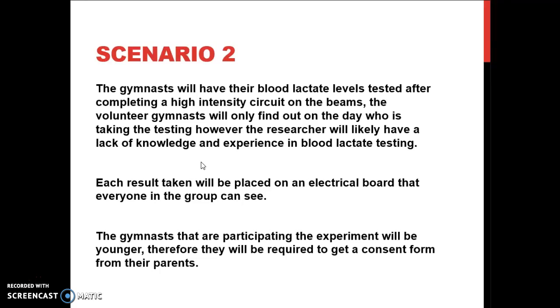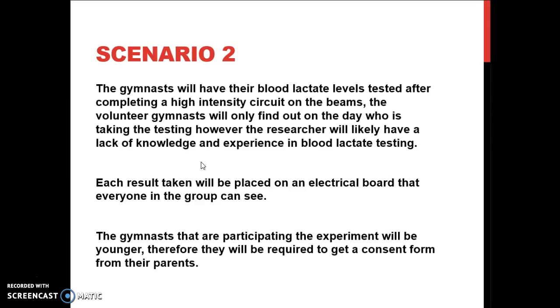So looking at scenario 2, the gymnasts will have their blood lactate levels tested after completing a high intensity circuit on the beams. The volunteer gymnasts will only find out on the day who is taking the test. However, the researcher will likely have a lack of knowledge and experience in blood lactate testing. Each result taken will be placed on an electrical board that everyone can see in the group.